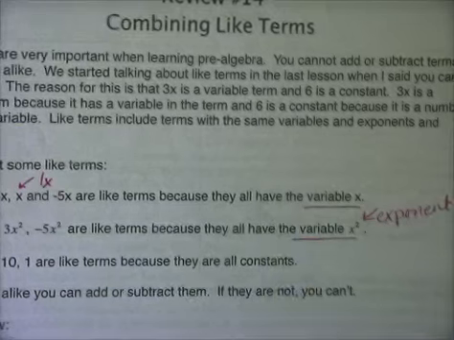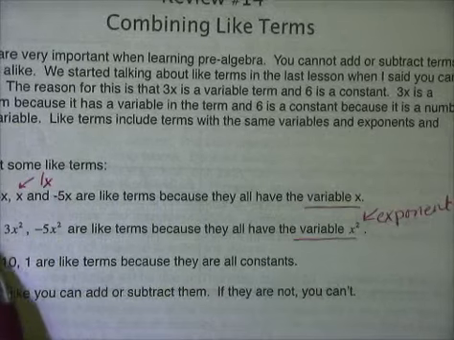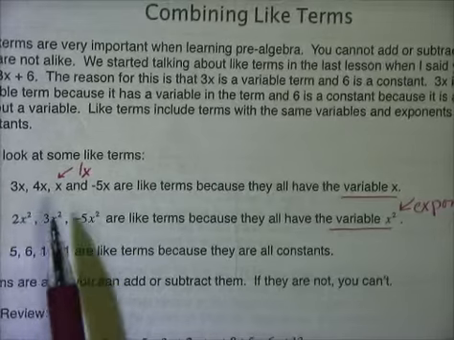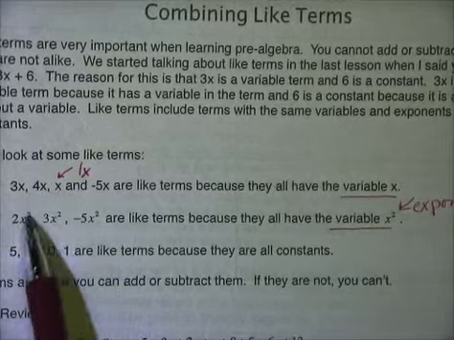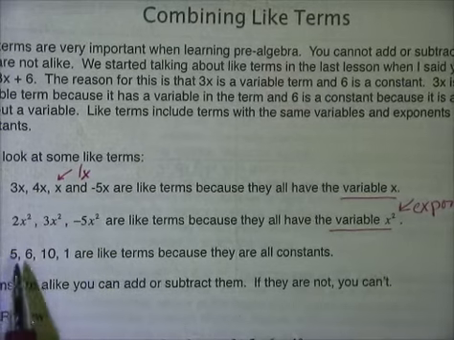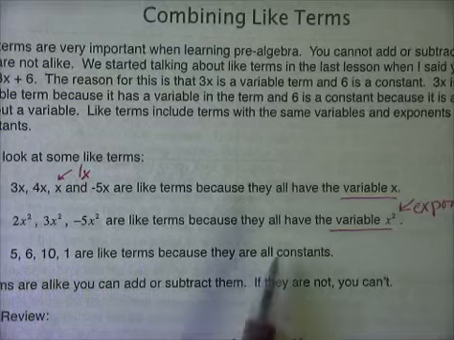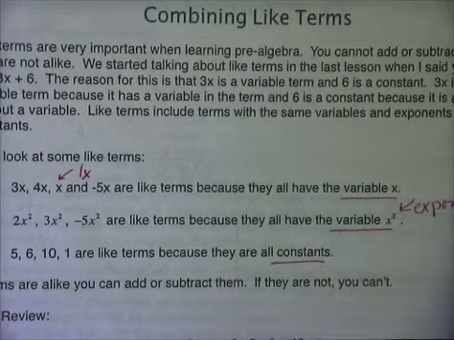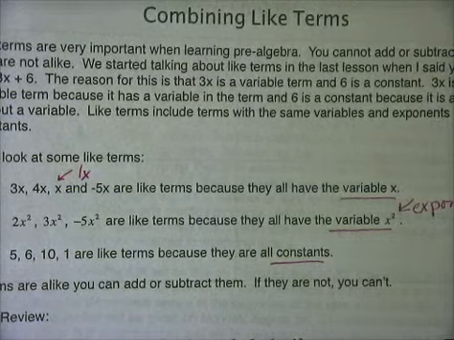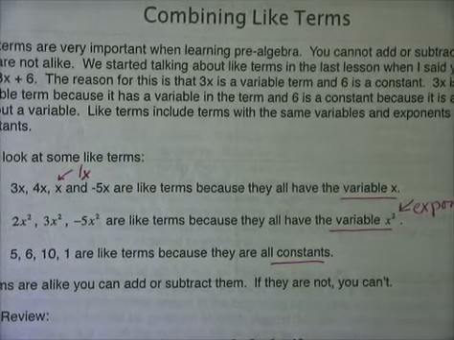So 4x and 2x squared are not like terms because this one has an x and this one has an x squared. Lastly, we have 5, 6, 10, and 1. They are like terms because they're all constants. So we've got some vocabulary that you need to remember when going through this lesson.